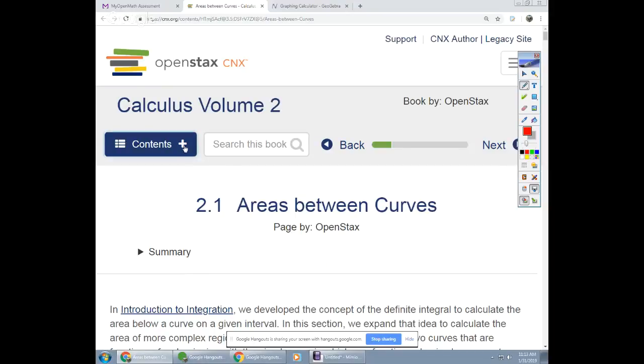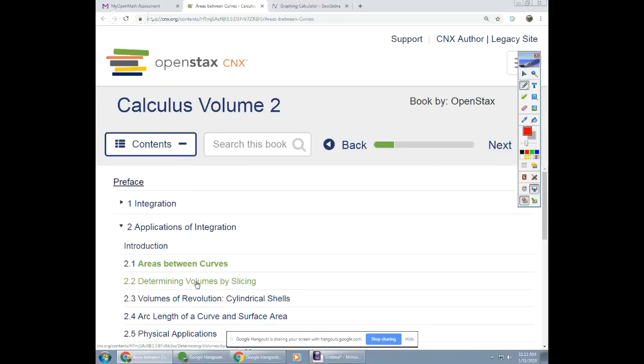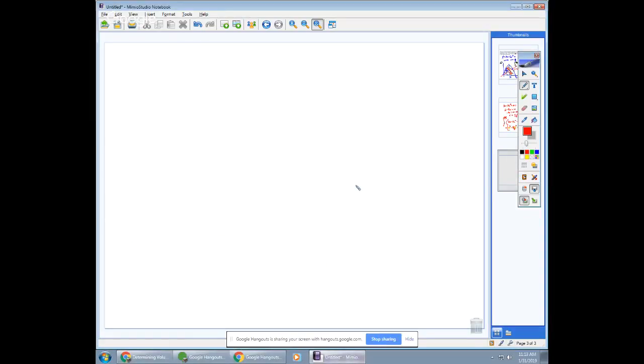For now, we are going to jump into the next section, determining volumes by slicing things up. Oh dear. Is that what it's called? Volumes by slicing. That is the title of this section. Yeah. So this is section 2.2.